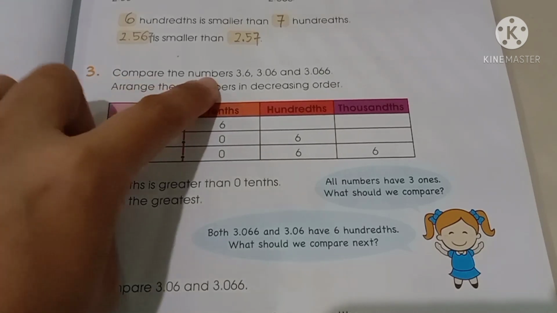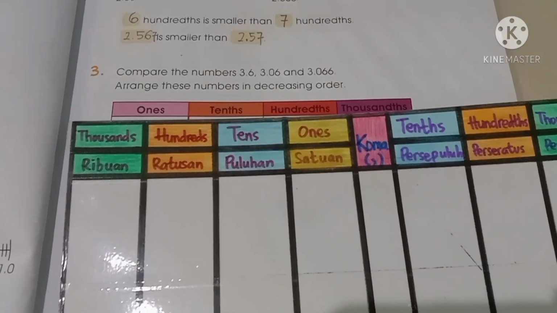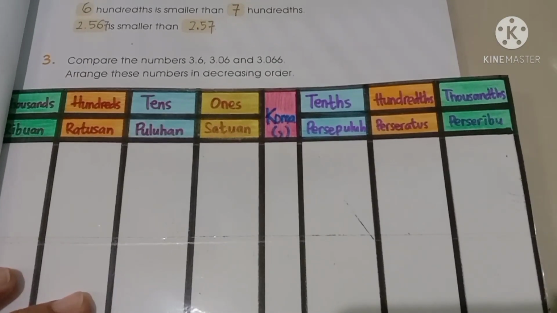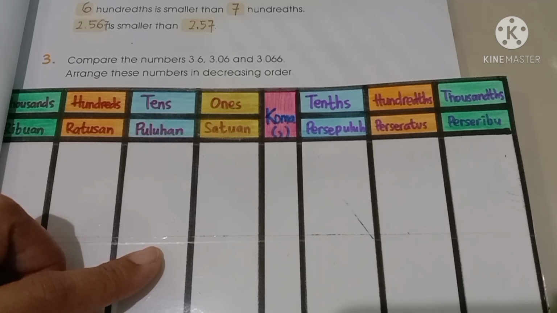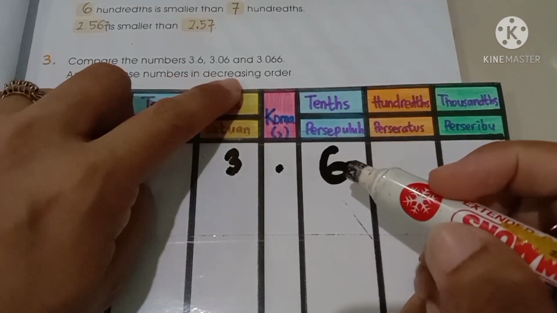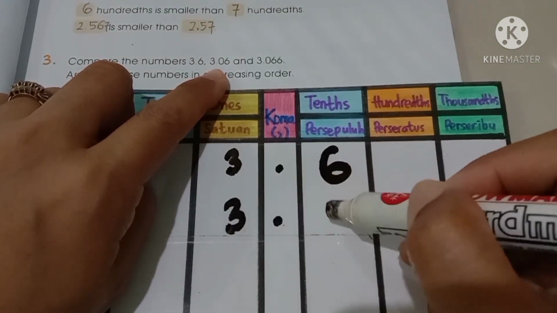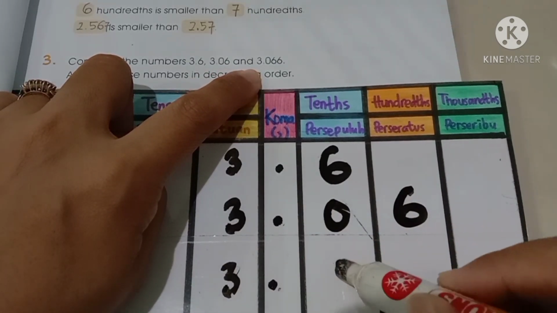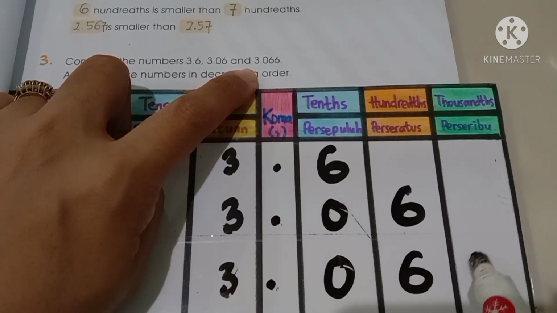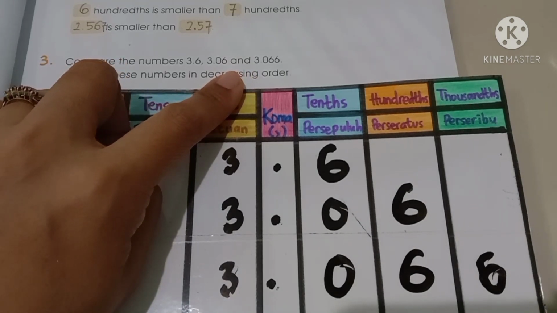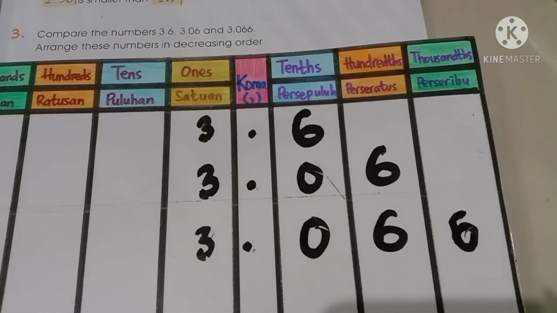Let's compare these three numbers using the place value chart. Comparing these three numbers. Okay. Start from 3.6, 3.066, and 3.06. Yeah. These three numbers.